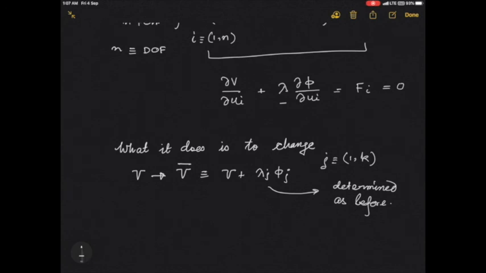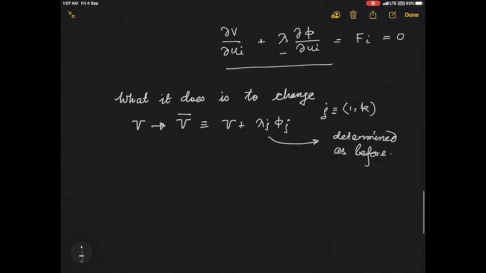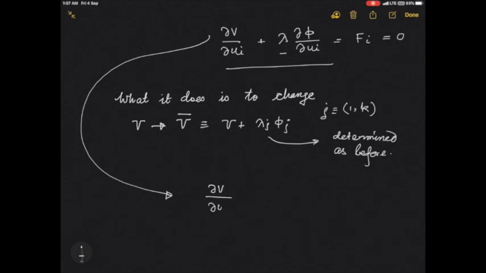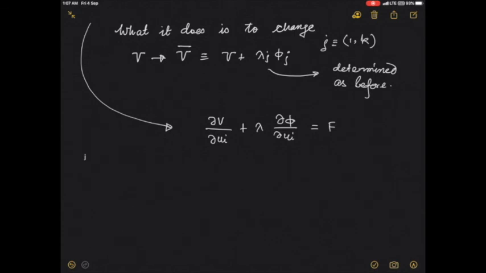So then you will get the same equation if you do the variation now. Okay, so this is the case for statics. Now you see, because the expression is written in this way, the final conditions are written as del V del ui plus lambda times the derivative of the constraints with respect to the coordinates.